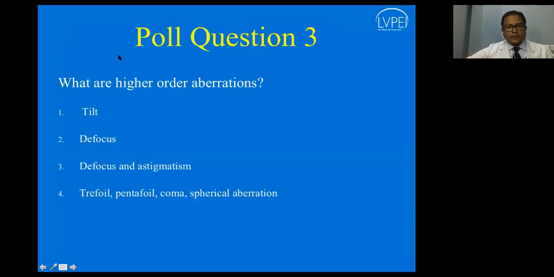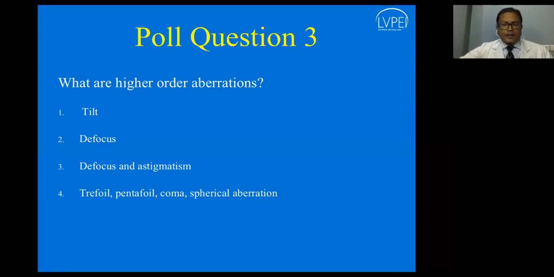So we'll go to the next poll question: which of these are higher order aberrations? Tilt, defocus. I just partly answered this question, so I think this would be easy. As most of the viewers have correctly answered, it is trefoil, pentafoil, coma, and spherical aberrations which would be the higher order aberrations, which affect vision significantly. So we'll be learning more about this in the subsequent slides.